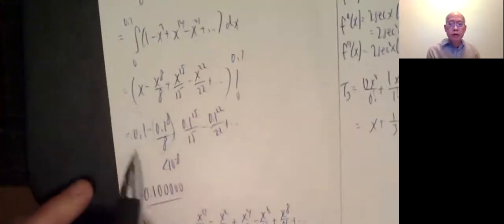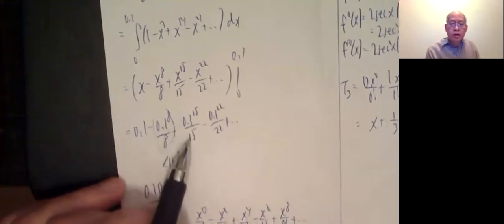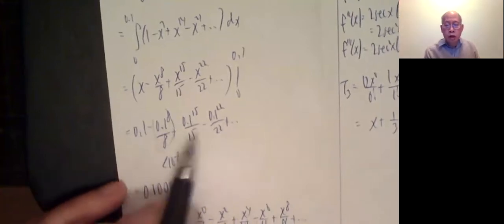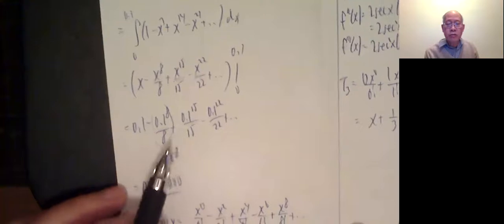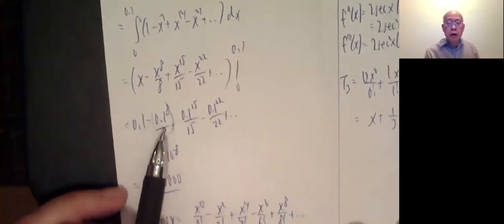Plug in 0.1. So 0.1 minus 0.1 to the 8th over 8 plus 0.1 to the 15th over 15, and so on. It's alternating, and the terms decrease in absolute value and approach 0. So this series converges by the alternating series test. By the alternating series estimation theorem, if we stop anywhere, the error is no more than the next term.